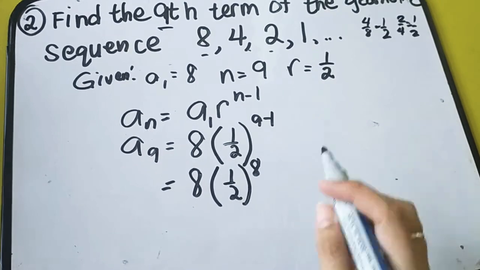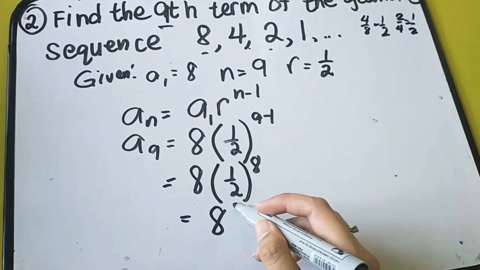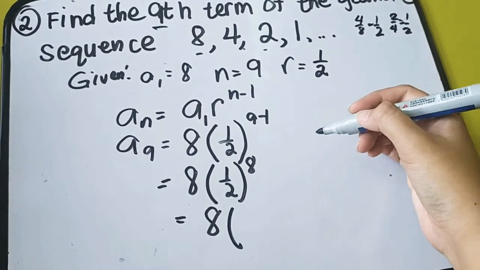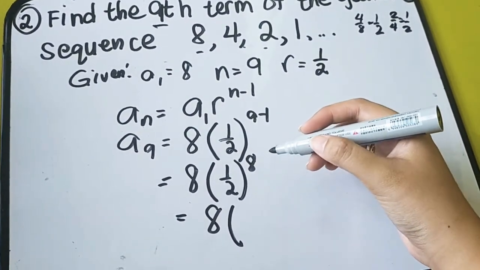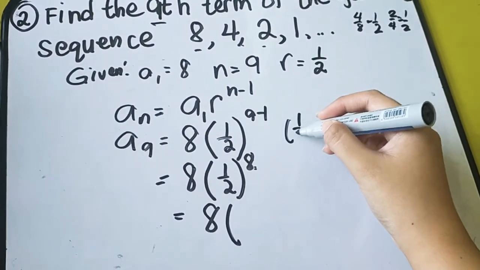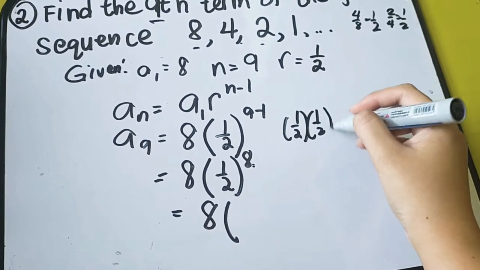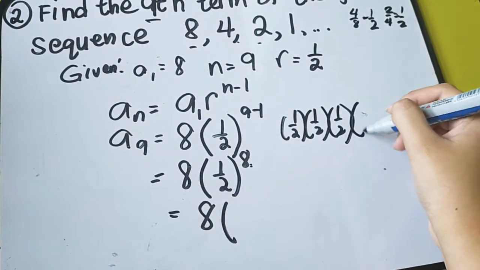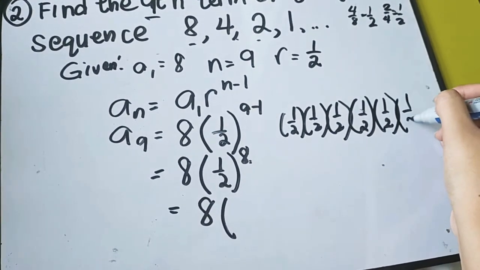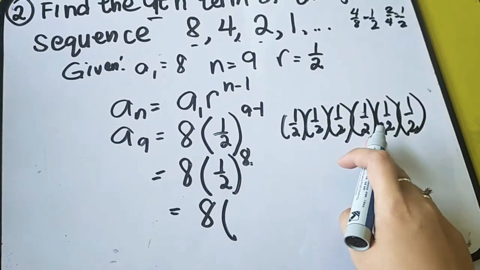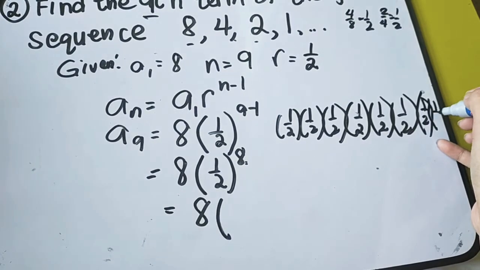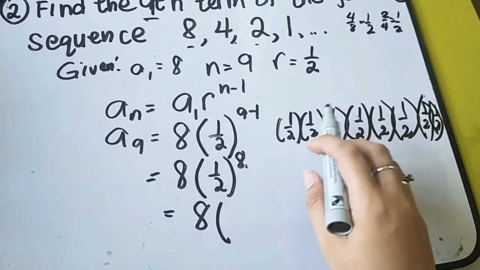We have 8 times 1/2 raised to 8. The 1/2 is multiplied by itself 8 times. Meaning, 1/2 times 1/2 times 1/2 times 1/2 times 1/2 times 1/2. We have 1, 2, 3, 4, 5, 6, 7, then 8. 1 times 1 times 1 times 1.